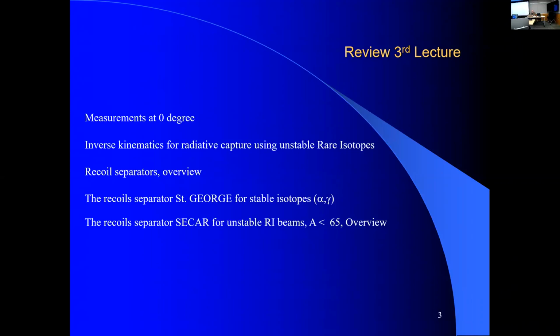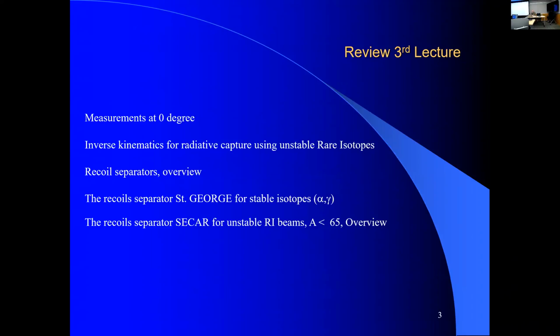Inverse kinematics is helping for the background in the case of St. George, who operates with stable beams, but for radioactive beams in the p-gamma reaction, you need the inverse kinematics, otherwise it's not even possible to make this reaction.